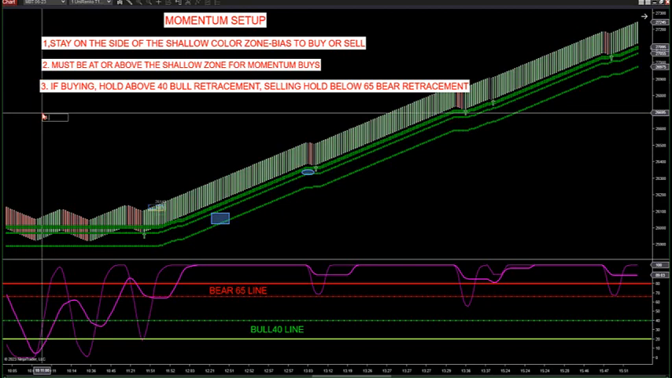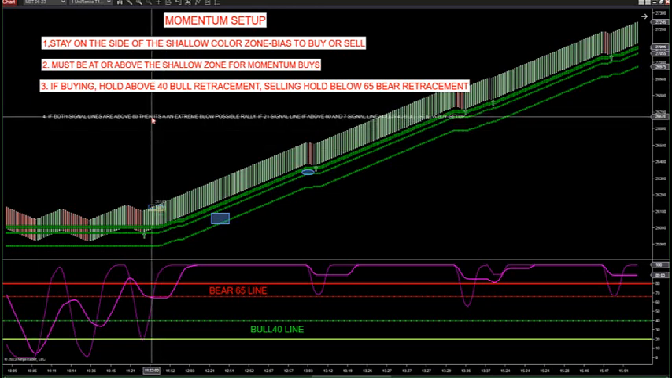Very key rule there. The next rule for momentum: if both signal lines are above 80, then it's an extreme blow-off possible rally. If the 21 signal line is above 80 and the 7 signal line holds 40 bull, it's still a buy setup. Okay, so this is important.